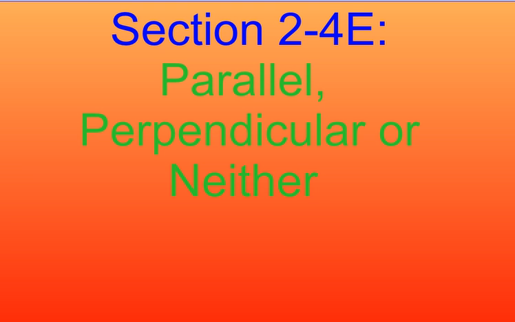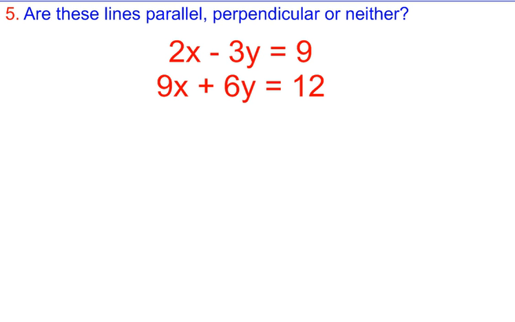In this lesson, we're going to be talking about looking at two equations of a line and deciding whether those equations, when you graph them, make parallel, perpendicular, or neither lines, meaning they're not parallel or perpendicular. So our only problem we are doing asks us, are these lines parallel, perpendicular, or neither?